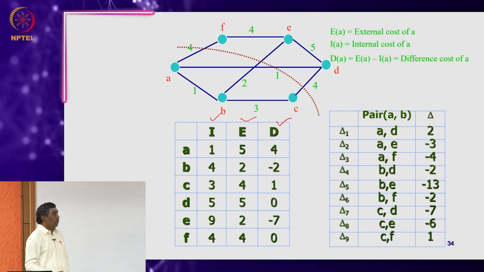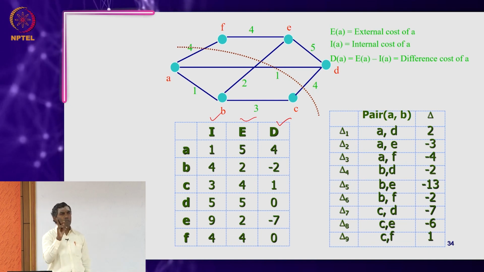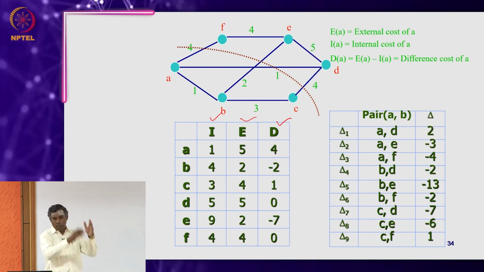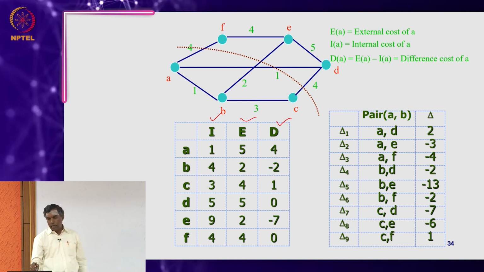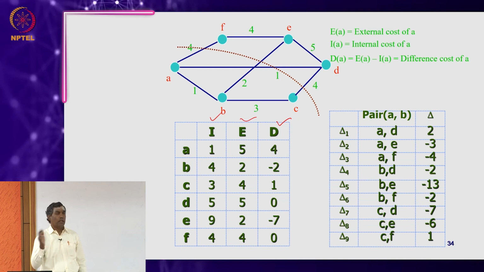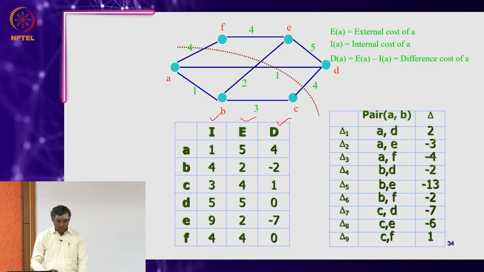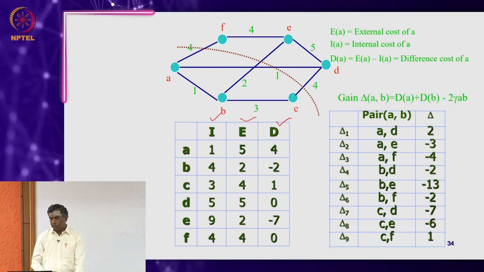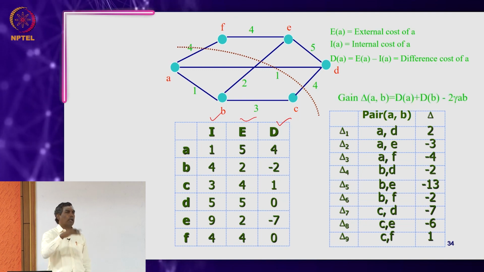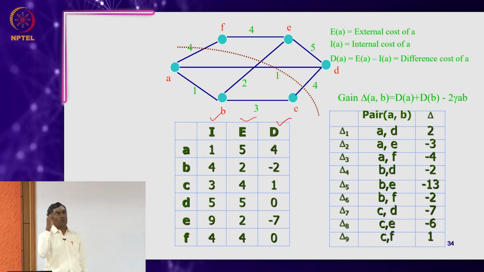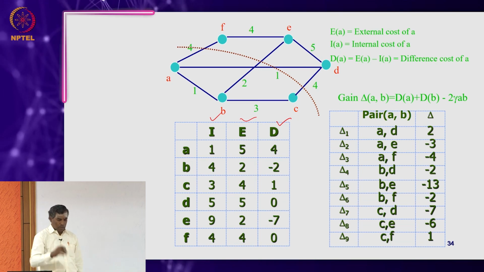Okay. So the gain for a pair, that means AD, where A is in one partition and D is in another partition. So between the two partitions, I am finding the gain value. Then I find the total gain based on that. If the total gain is positive, you try to improve it, otherwise you stop the algorithm. That is the procedure.